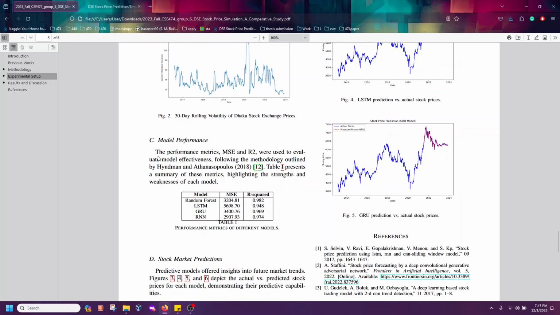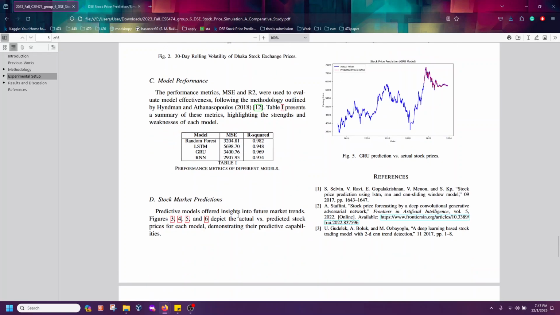For our model performance, we used the metrics MSE and R squared. Both were used to evaluate the model effectiveness following the methodology of two previous works. In this table, we can see the model performance metrics.